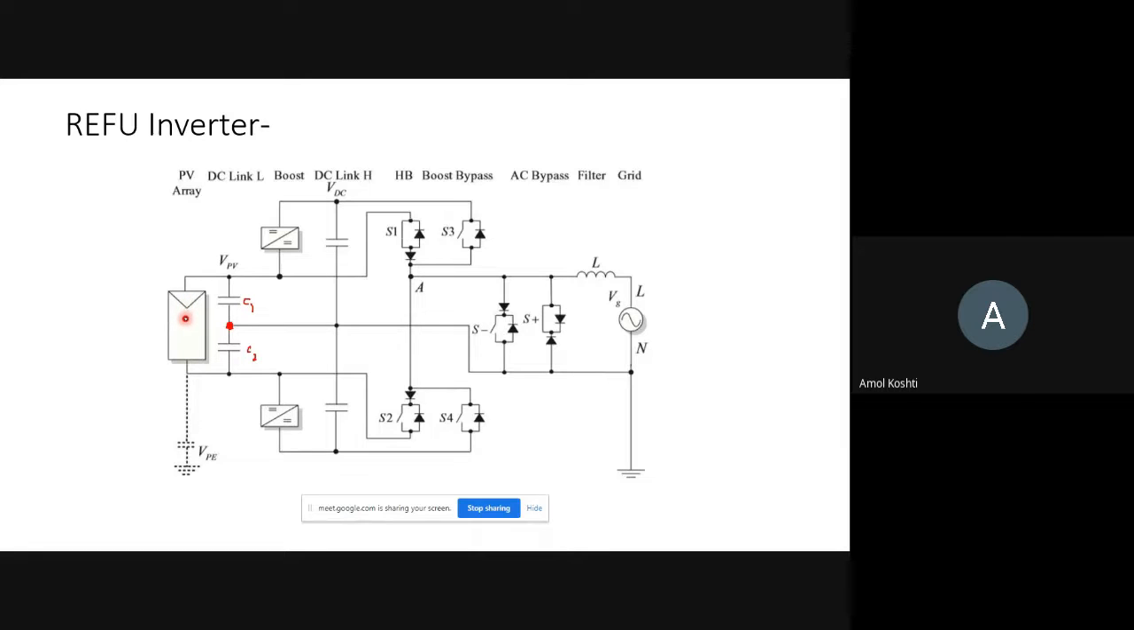Somebody's mic is on. Please mute it. It is disturbing. Hello.